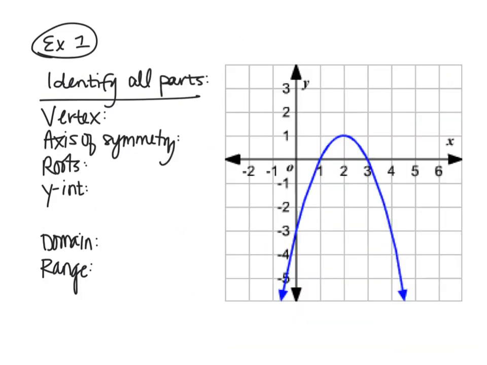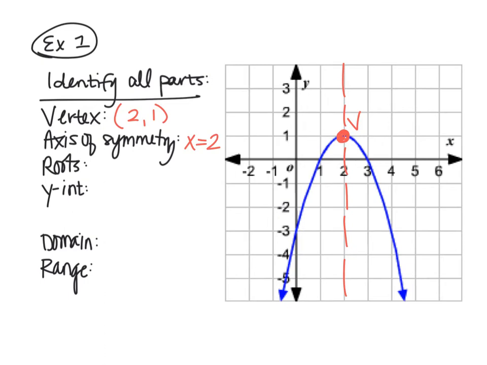Okay, I lied. We're going to do one example first where they give us the graph and we just identify the parts. So the vertex, remember, is the turning point. So you want to find where this highest point is. So this is going to be my vertex. And when we write that out, we're just going to write it as an ordered pair. And that point is at 2, 1. Remember, axis of symmetry is the line that cuts straight down the middle. This line is cutting through the x-axis at 2, which gives us x equals 2.